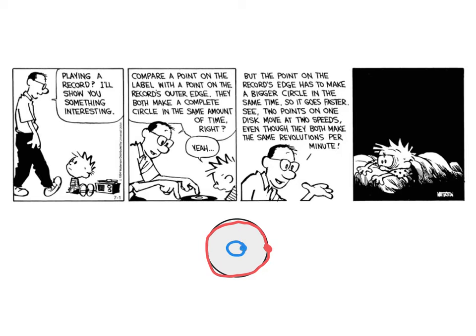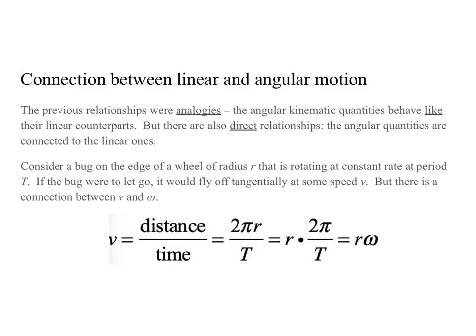And he says, but the point on the outer edge has to make a bigger circle in the same time, so it must be going faster. Two points on one disk move at different speeds, even though they both have the same revolutions per minute. This gives Calvin some palpitations, as you can see, and it'll probably give you some from time to time, but it is true. The previous relationships that we came up with were analogies. The angular kinematic functions behave like their linear counterparts. But there are also direct relationships. The angular quantities are also connected to the linear ones.